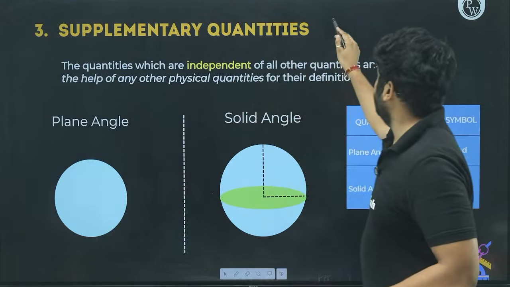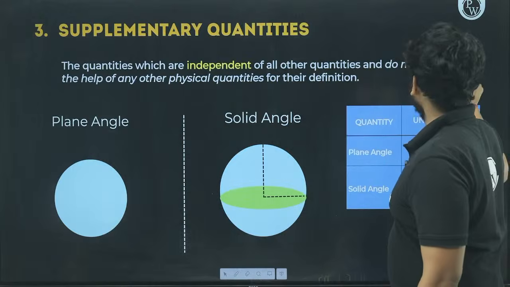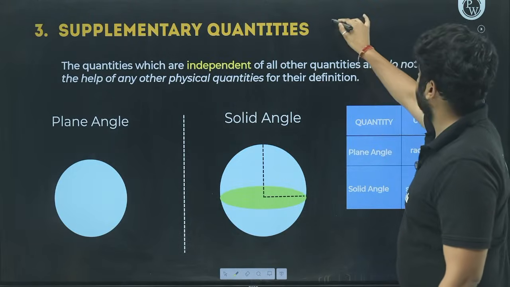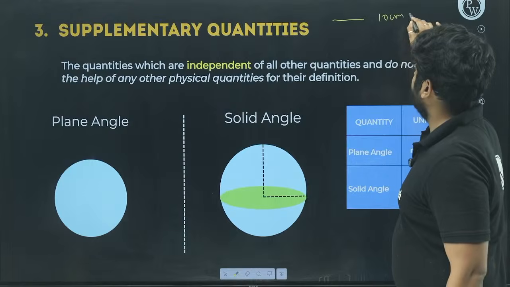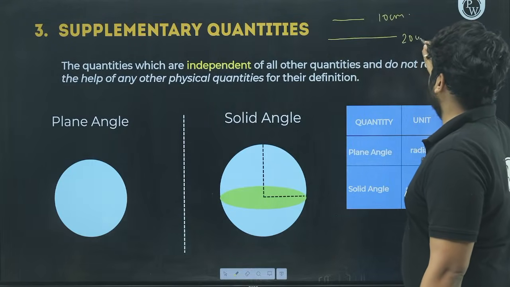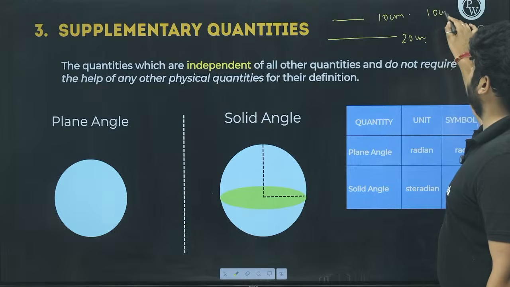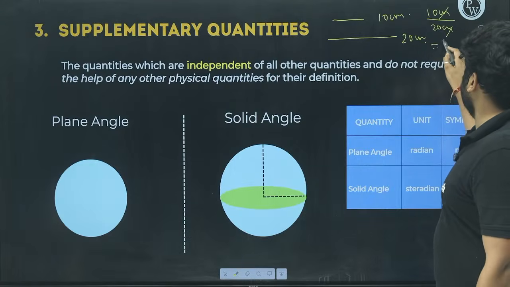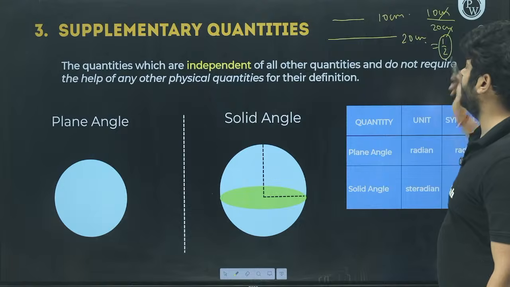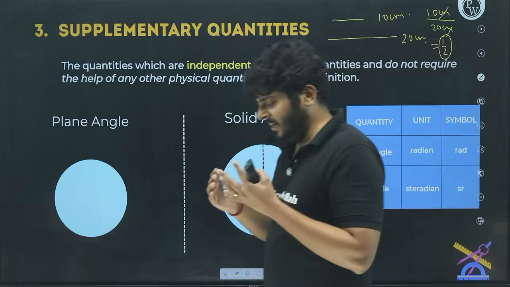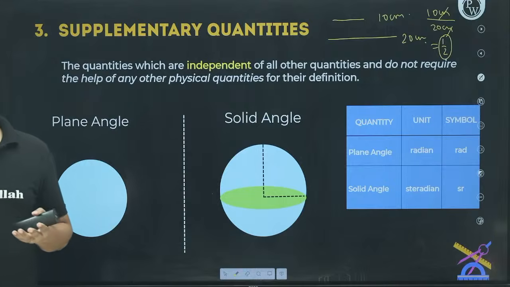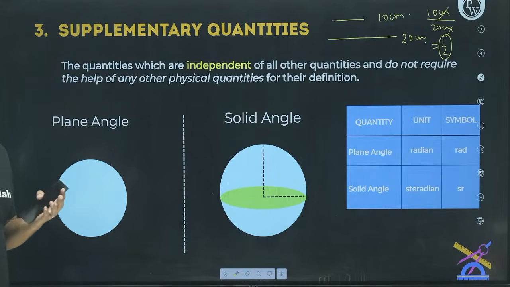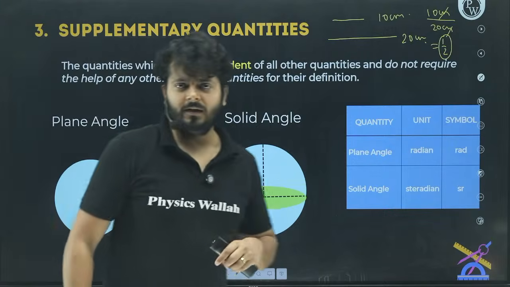You see the length of this rod is 10 centimeter. The length of the other rod is 20 centimeter. The ratio of their length is 10 centimeter upon 20 centimeter. Since it's a ratio, we don't cancel the unit, but just to show, the ratio of length is 1:2. It will not have any unit. So whenever we are dealing with a ratio of two same things, it will not have any unit. So plane angle and solid angle are the two supplementary quantities, right?